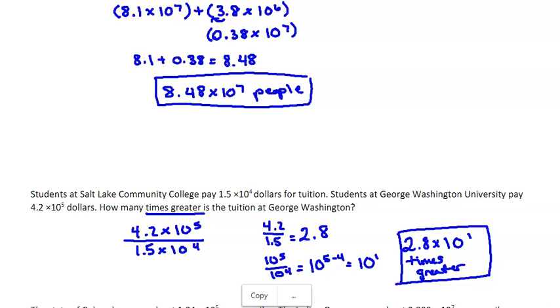So it says times greater, so I'm going to put the greater number on top. I'm going to divide my mantissas to get 2.8. I'm going to end up subtracting my exponents because the quotient property tells me when I'm dividing two things with the same base, I should subtract my exponents to get 10 to the 1st. So it is 2.8 times 10 to the 1st times greater. So basically it is 28 times greater.